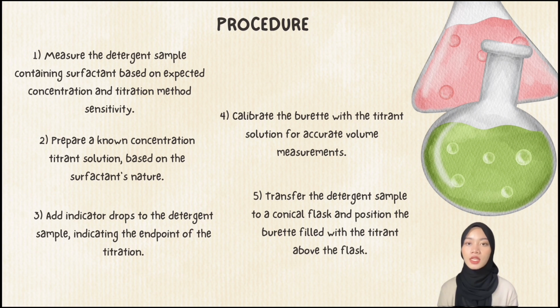Procedure of titration in detergent industry. First, measure the detergent sample based on the expected concentration and titration method sensitivity. Second, prepare a known concentration titrant solution based on the surfactant's nature. Next, add indicator drops to detergent sample, indicating the endpoint of the titration. Then, calibrate the burette with the titrate solution for accurate volume measurements. Next, transfer the detergent sample to a conical flask and position the burette filled with the titrate above the flask.